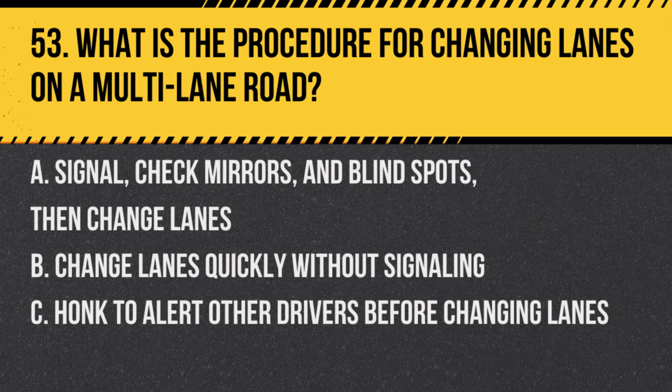Question 53. What is the procedure for changing lanes on a multi-lane road? A. Signal, check mirrors and blind spots, then change lanes. B. Change lanes quickly without signaling. C. Honk to alert other drivers before changing lanes. Answer. A. Signal, check mirrors and blind spots, then change lanes. Always signal your intention, check mirrors and blind spots, and then change lanes when it is safe to do so.